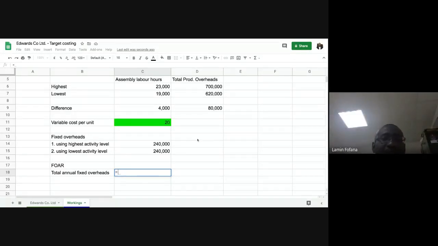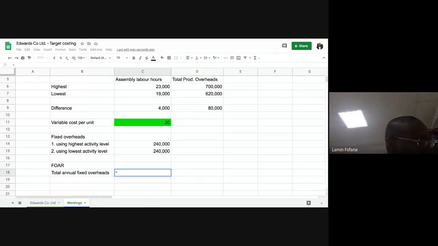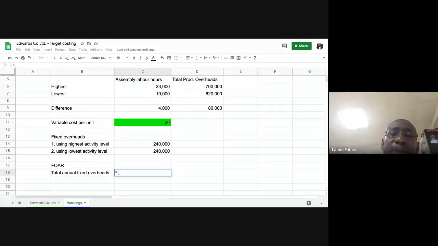So we find our total annual fixed overhead. What will be our total annual fixed overhead? Can you give me the formula, please? Sorry, Mr. Fon, should it be for the annual or for a month? No, it's going to be for annual because you have already been given the annual activity level. That's the 240,000. Don't confuse the calculated 240,000 and the 240,000 that is given. The 240,000 that is given is the annual activity level, the annual assembly hours. The 240,000 we have calculated here is the monthly fixed overhead.